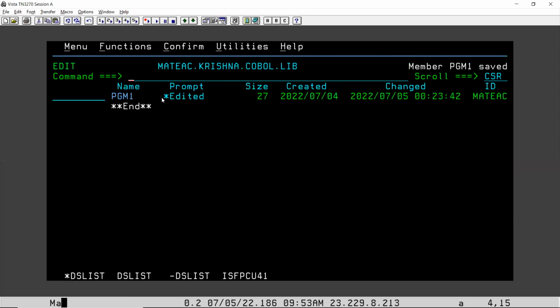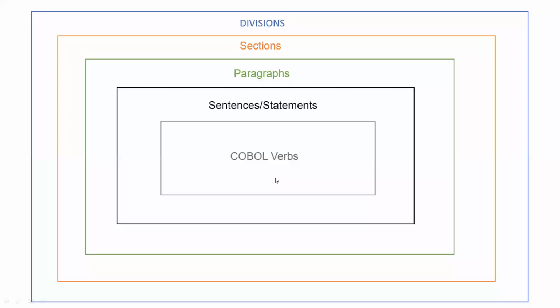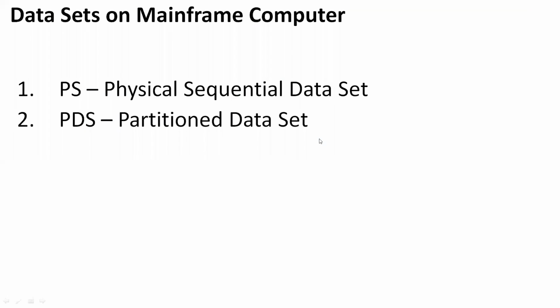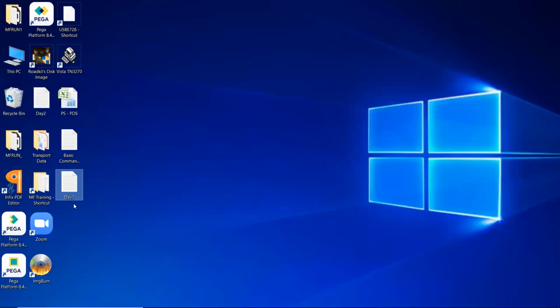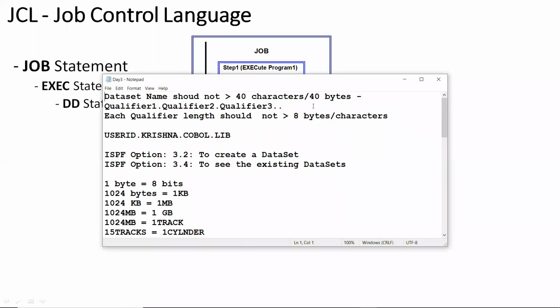Okay, so let's discuss JCL. Just like how we have structured programming in COBOL, in the same way we have structured programming in JCL. So this is the JCL structure. JCL stands for Job Control Language. To run anything on the mainframe system, we need JCL.